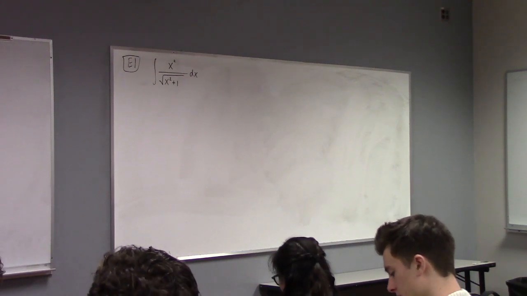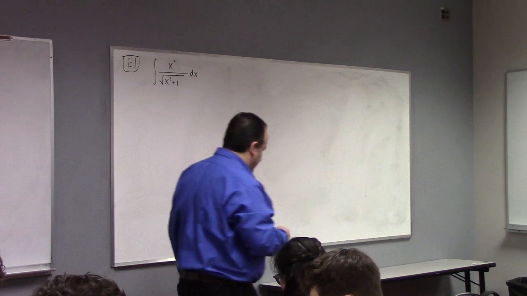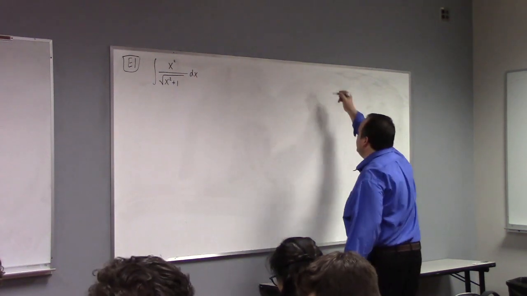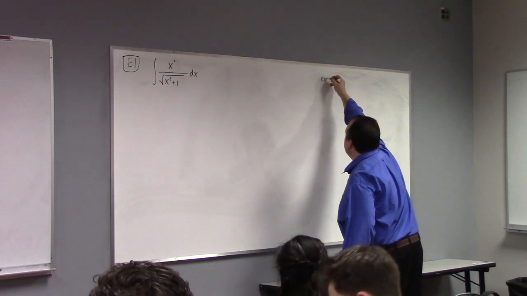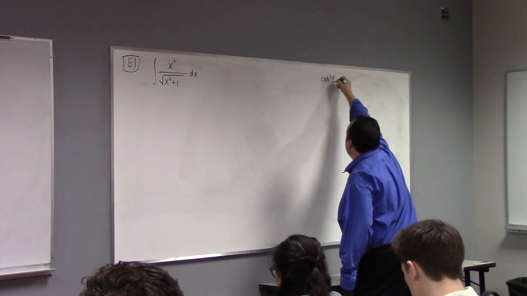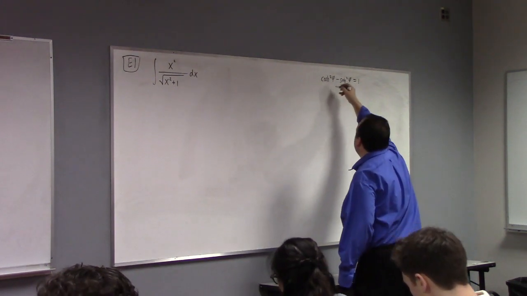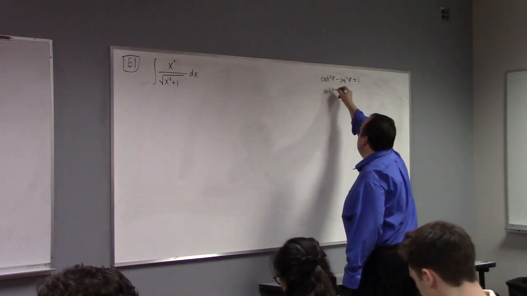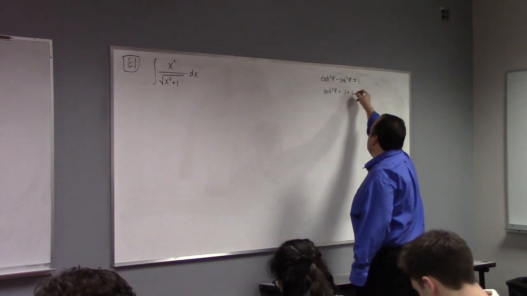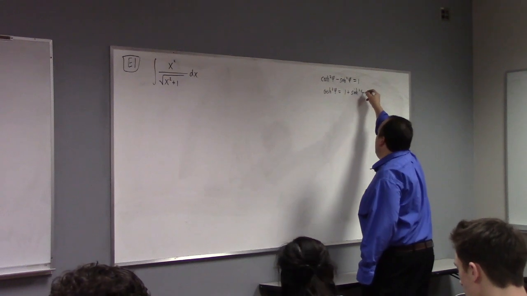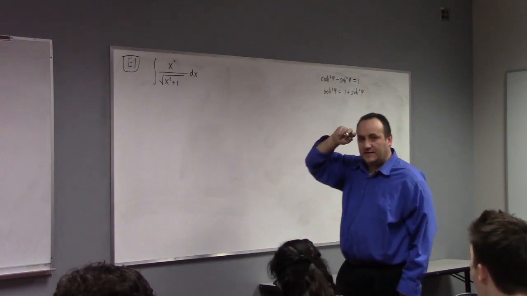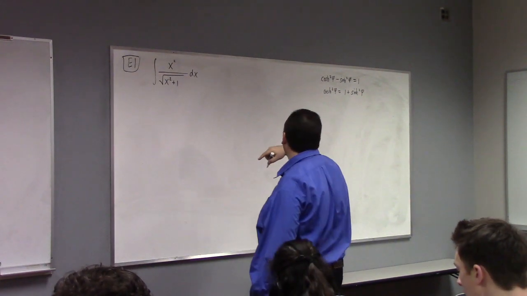But we'll try it. All right, so the key idea is just to know your identities, yeah? So cosh squared phi minus sinh squared phi is equal to 1, which tells me that cosh squared phi is equal to 1 plus sinh squared phi, right? So that's the identity that I'm anchoring my substitution on.